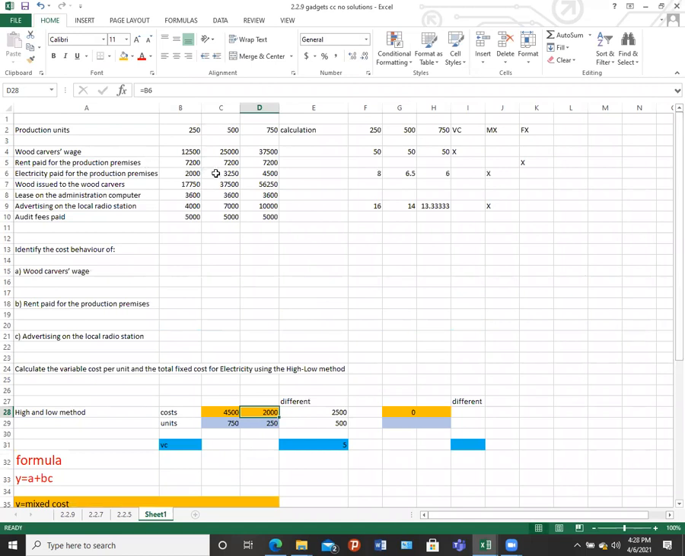From here is a mixed cost, this one. That is why here we said this amount is what is a mixed cost. Are we together?